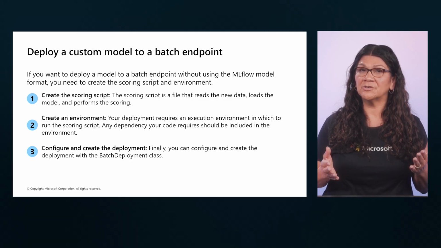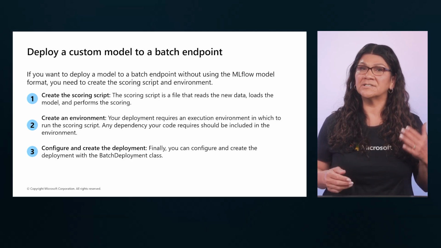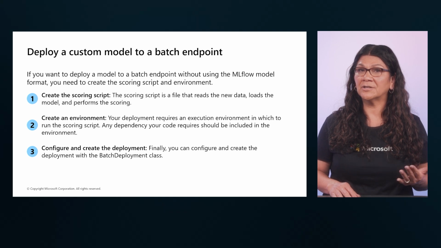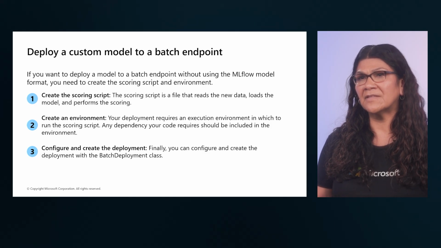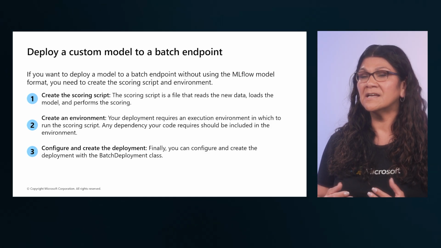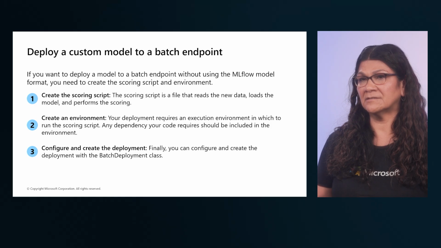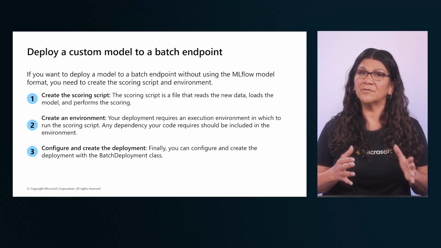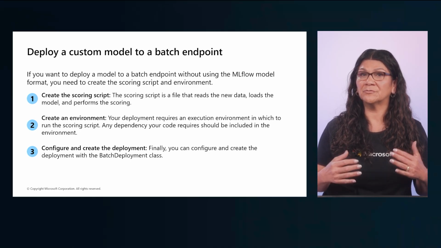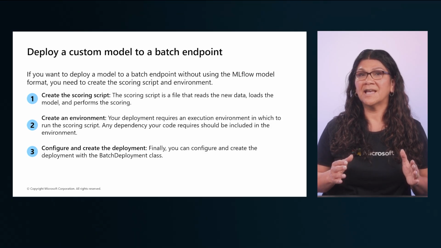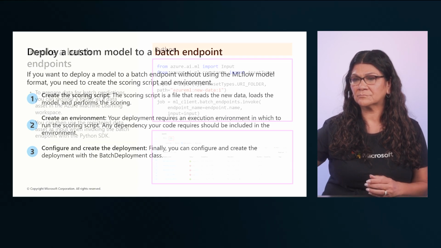Next, you define an execution environment, either a Docker image with Conda dependencies or a Dockerfile, and include azureml-core, which is required for batch deployments. Finally, you configure and create the deployment with the BatchDeployment class to bind the model, the scoring script, and environment to the endpoint. Remember to keep init focused on one-time loading and make the run function efficient for many batches. Those two choices have the biggest impact on batch throughput and cost.